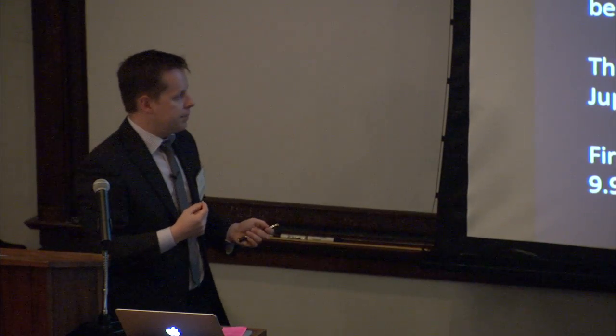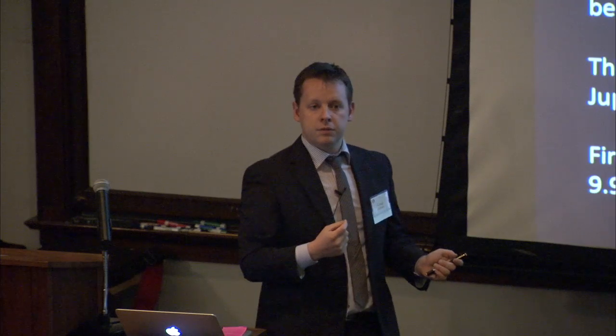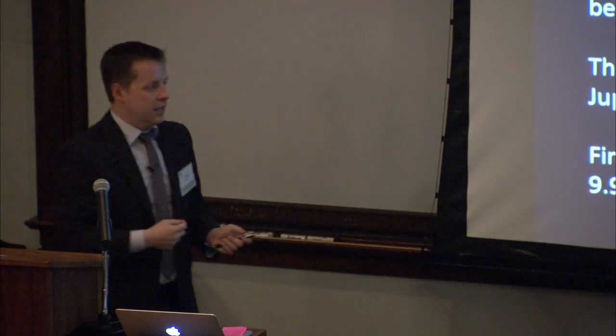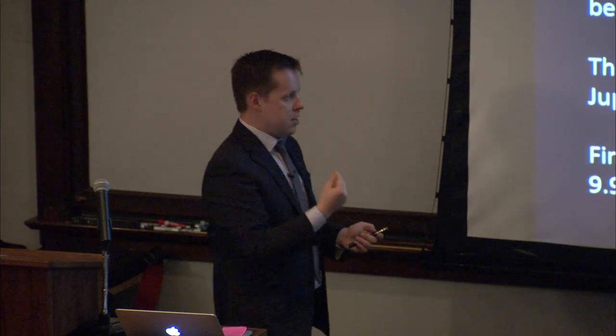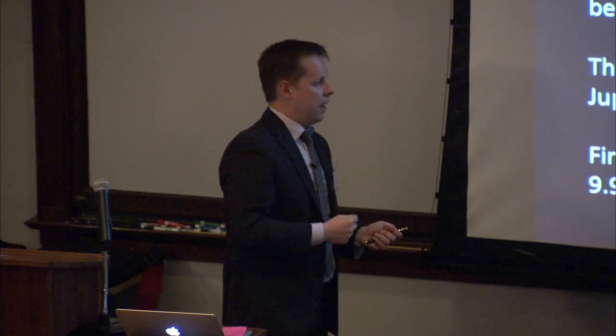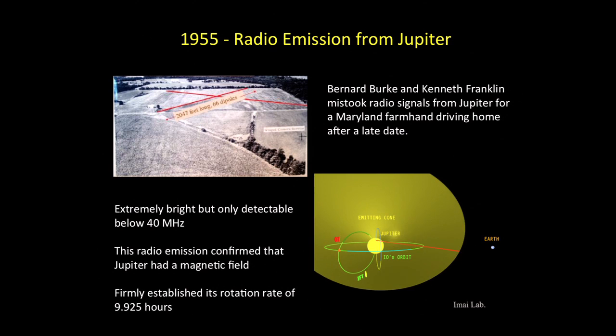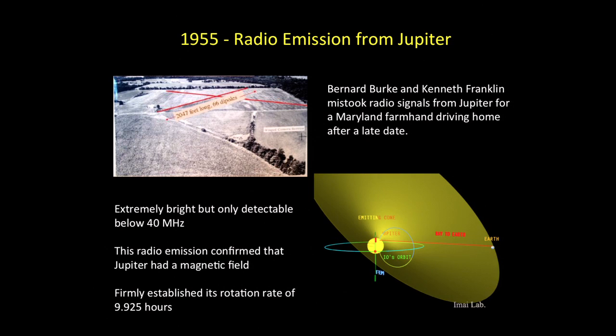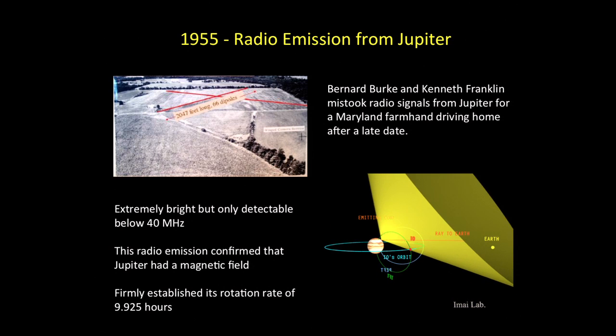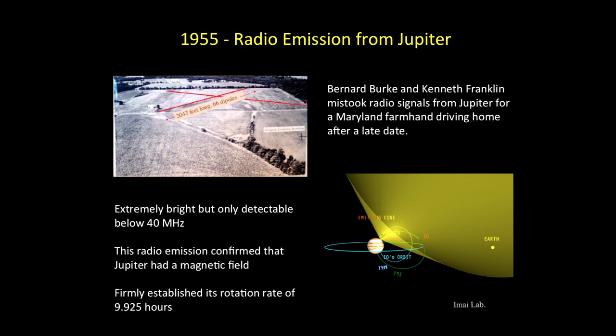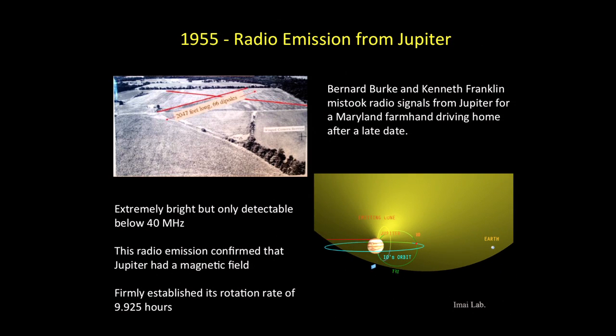That was the first time it was confirmed that Jupiter had a magnetic field. We knew Earth had, but we didn't know that Jupiter had. This is pre the space age, remember. This is very, very early days for planetary magnetospheric physics. It firmly established the rotation rate for Jupiter. Jupiter's cloud bands rotate at different rates, but the magnetic field is anchored to the core. And that established very clearly that Jupiter had a specific rotation period.